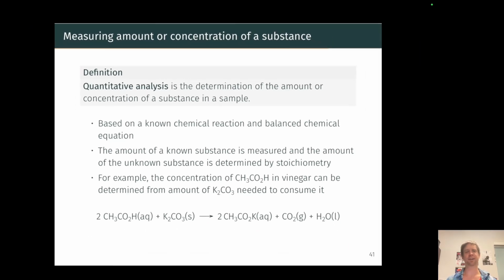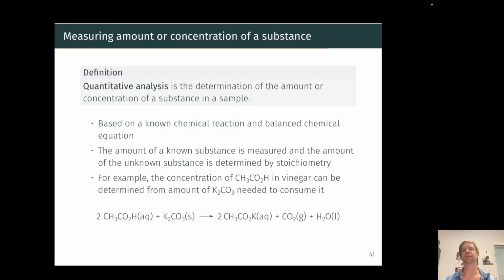So let's start with quantitative analysis in general, though. Quantitative analysis is the determination of the amount or concentration of a substance in an unknown sample. For example, some water that we pulled out of a river, right? Or a sample of a product in a factory, something along these lines. What we do is we start with a known substance that reacts with the unknown substance and use a known chemical reaction with known stoichiometry. We know the coefficients, and we use what we know to go from the known amount of substance to an unknown amount of substance.